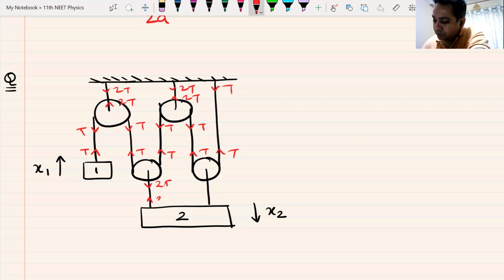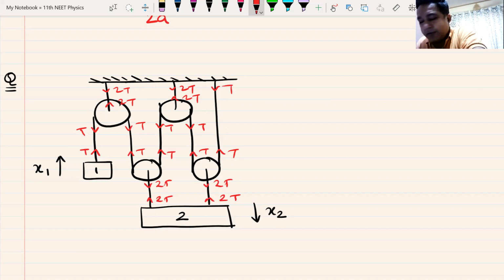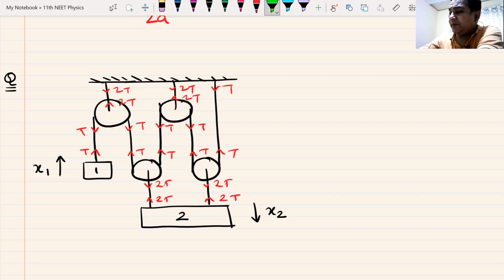2T, 2T, 2T, and 2T. This done. Now we can stop here and find the constraint relation. X1 is upwards, T is upwards. So this equation becomes T into X1 for the green block.